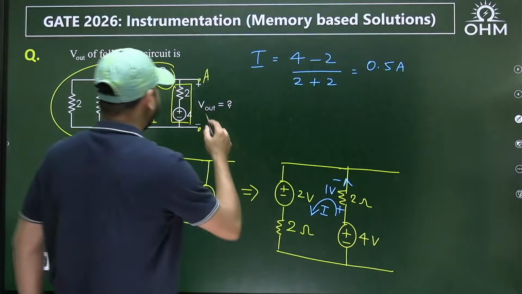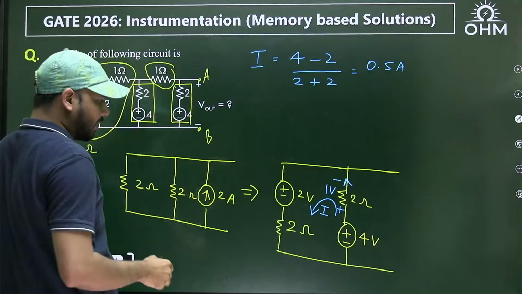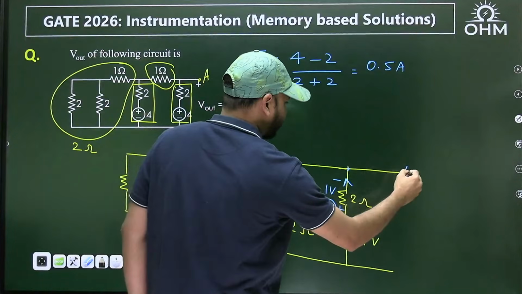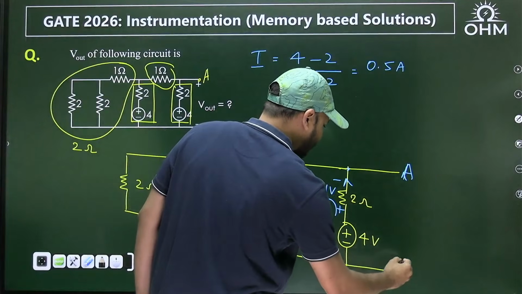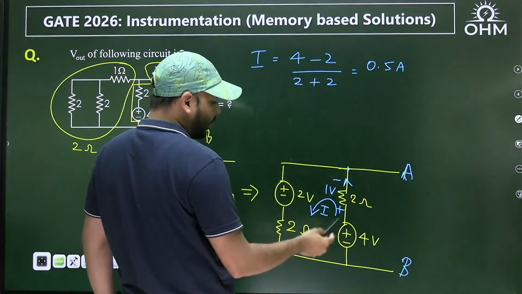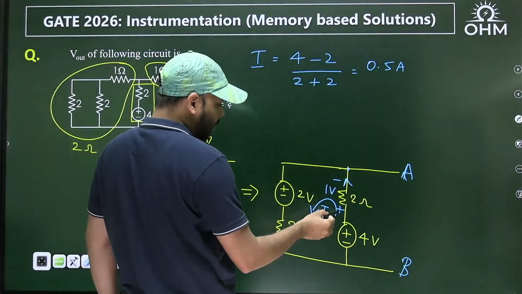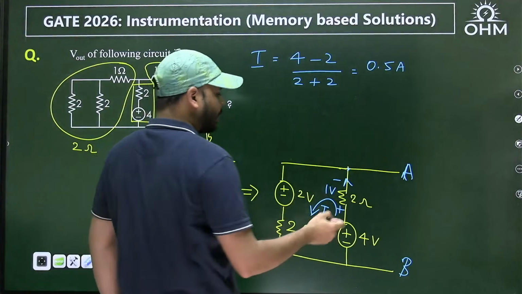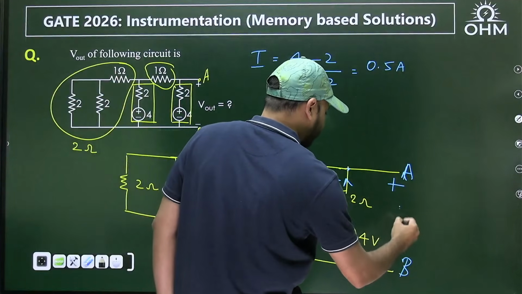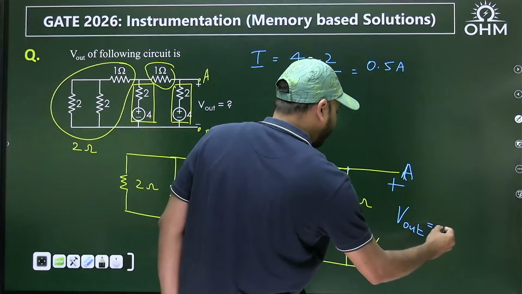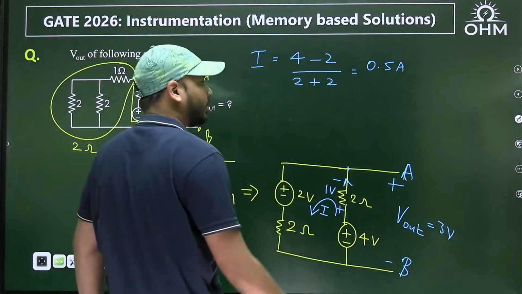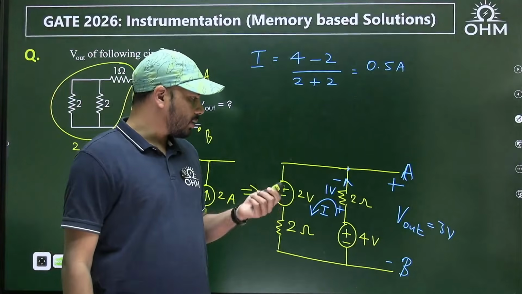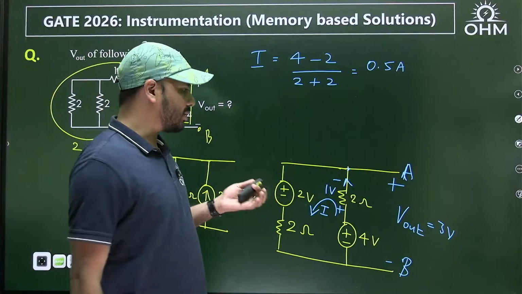And the question is to find the potential difference between this point and this point. Okay. So again, this is A, this is B. So between A and B, we have 2 voltage drops, and then you have to subtract because plus is connected to plus. 4 minus 1 is 3. So what is the value of V out? It is 3 volts. Okay.